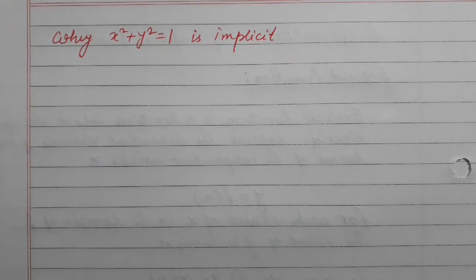Let's find out the reason for the first case. Why is x square plus y square equals 1 implicit, where we can write y in terms of x? Now the answer is yes, it's true that y can be represented in terms of x. But the question is, can it be expressed uniquely? Let's find out the answer in the graph.